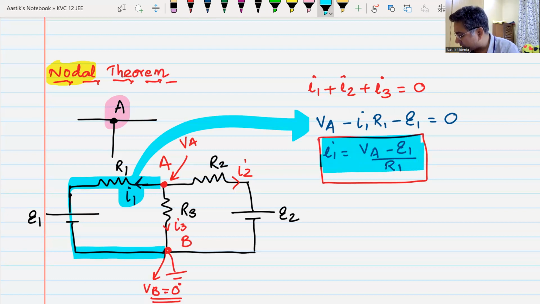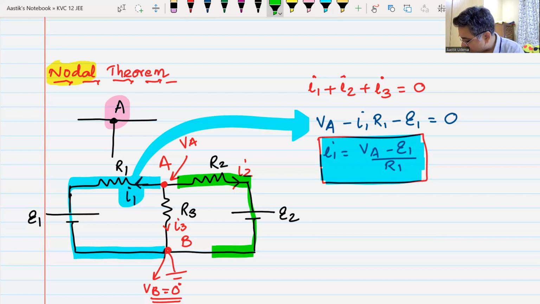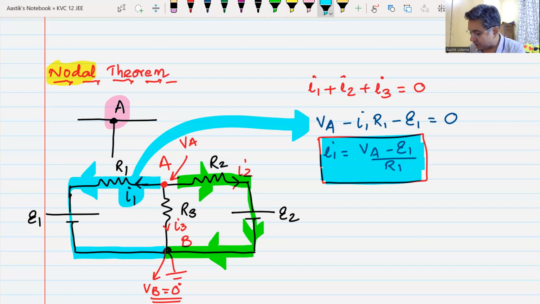How did I get the value of I1? Without even writing the equation for I2, I can tell you the value of I2. What will be the value of I2? VA minus E2 divided by R2. See, it was simple. I don't have to actually write it. I just wrote it once so that you understand that there is a pattern behind it.